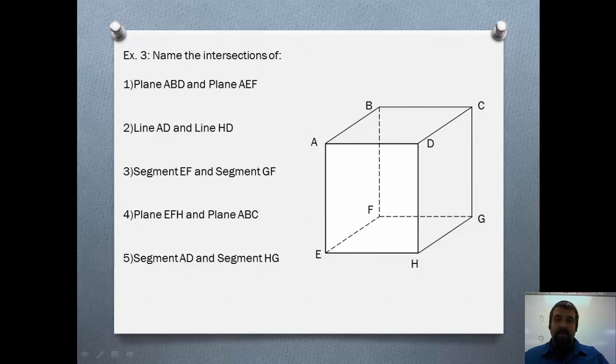How about plane EFH and plane ABC? Well, plane ABC is the top. Plane EFH is the bottom. It's the top and bottom of a cube. If I would extend this forever, they'd never intersect.